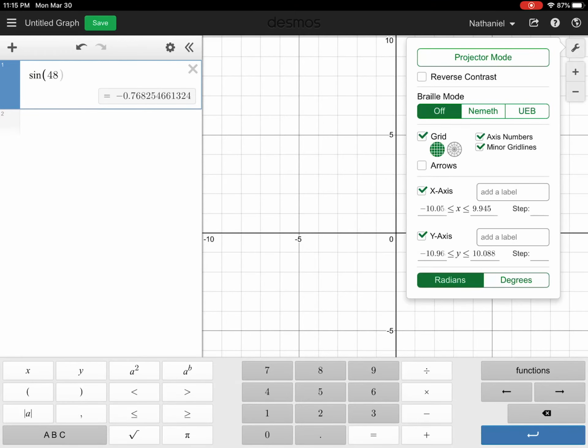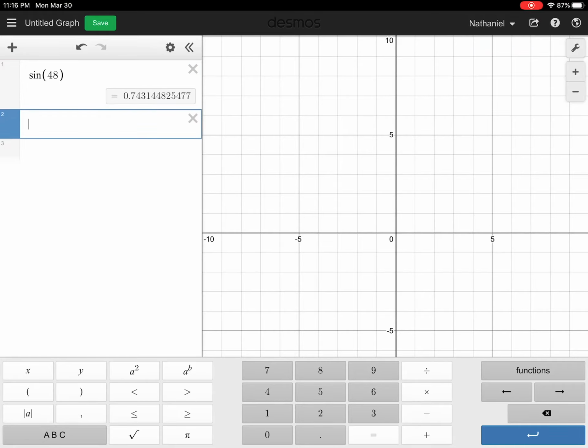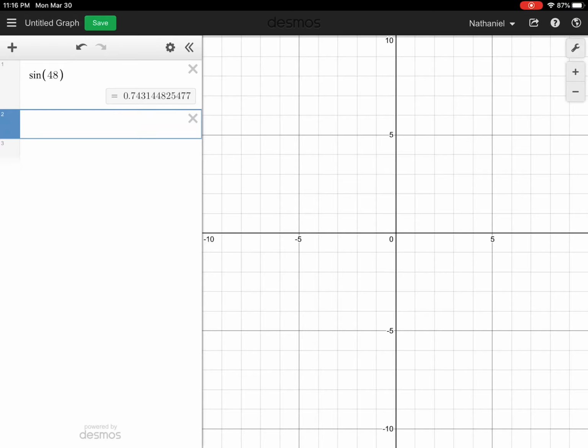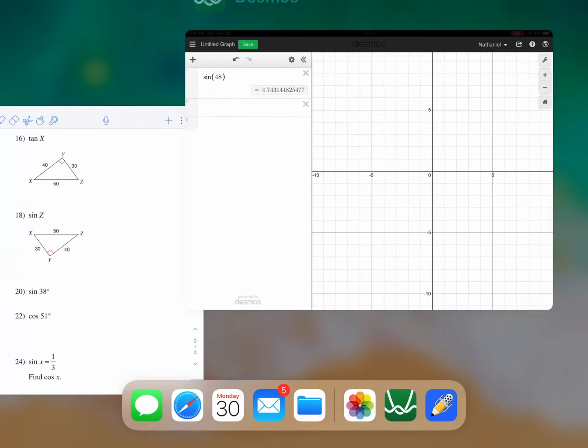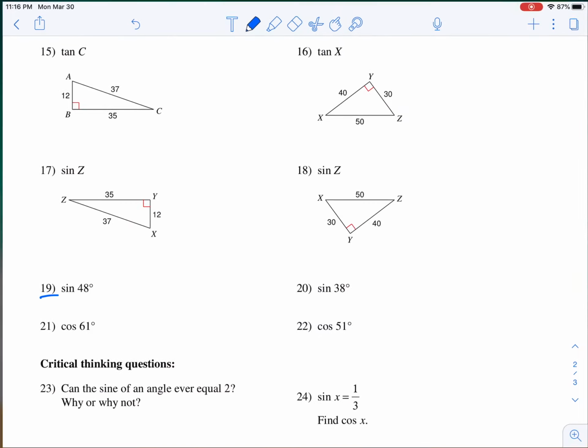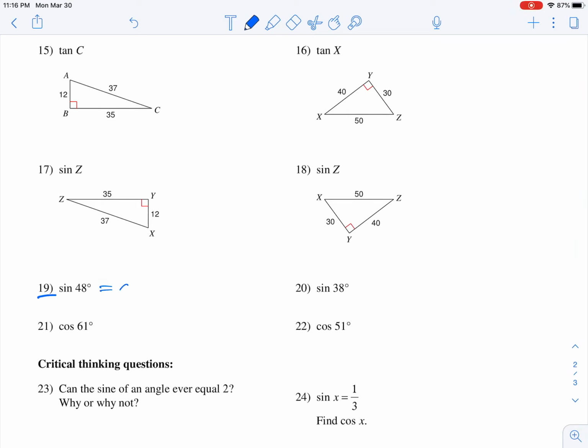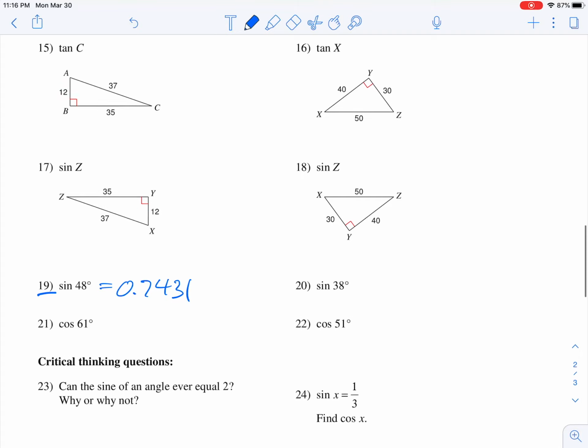Now, it's at 48 degrees, and Desmos doesn't automatically enter things in degrees. So we need to check. Aha, it says it's in radians. So let's change that over. There we go, now we're in degrees. And voila, we get that the sine of 48 degrees is 0.7431. We'll add that back in. Good to go.